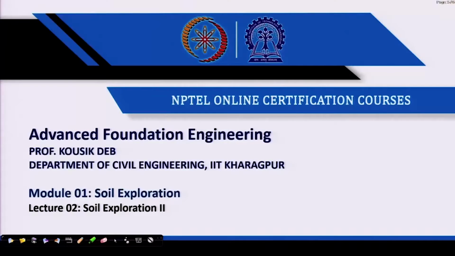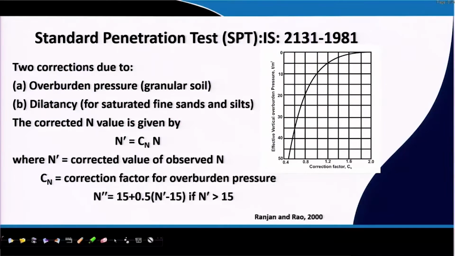Hello everyone. In the last class I discussed different boring techniques, the test speed, and then the SPT, the standard penetration test, and I was discussing the different corrections that we have to apply on the SPT value. As per the IS code, we have to apply the overburden pressure and the dilatancy correction.